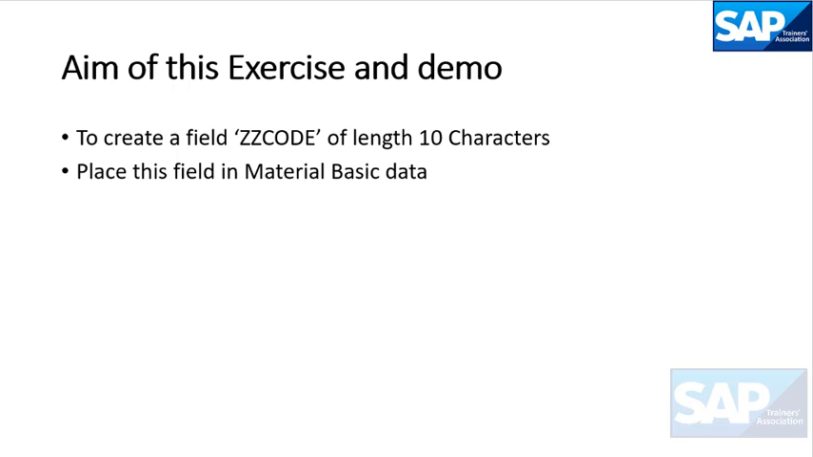So, what is the aim of this demo today? What are we trying to achieve? We are trying to create a field named ZZ code, that would be material code. It would be of length 10 characters, and this should be available in the basic data.